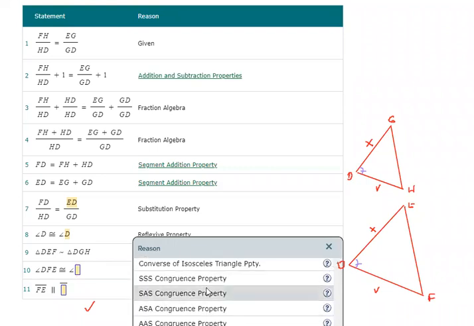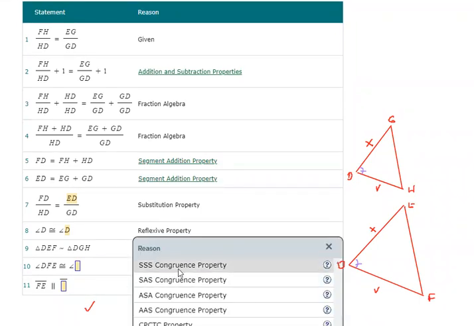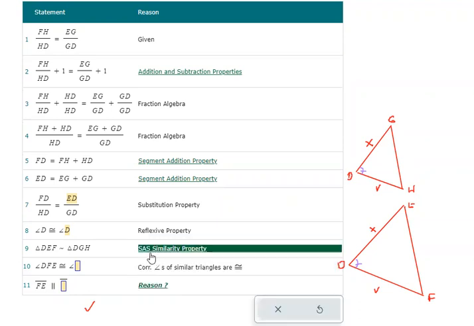So let's see if we have that. Some people are choosing the side angle side congruence property, but that's not congruent. They are similar. So we have to choose similarity, which is one of the lower ones on the options. So that's the side angle side similarity property, because we proved two sides are proportional, and one angle in between those two proportional sides is congruent. So that is enough to say they are similar. And as a result, if you have two similar figures, then all three angles are congruent and all three sides are proportional.